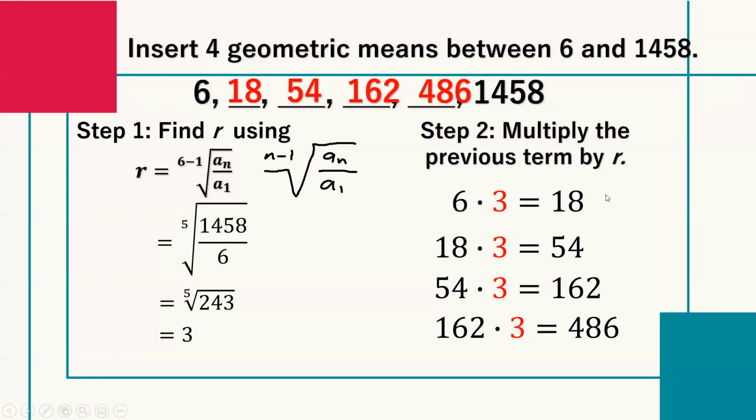Alright, and that is it for our discussion about geometric means. I hope naintindihan nyo na. Again, kapag odd numbers yung terms na meron tayo, we have two values, positive and negative values. And kapag even numbers naman, we only have one value, either positive or negative.